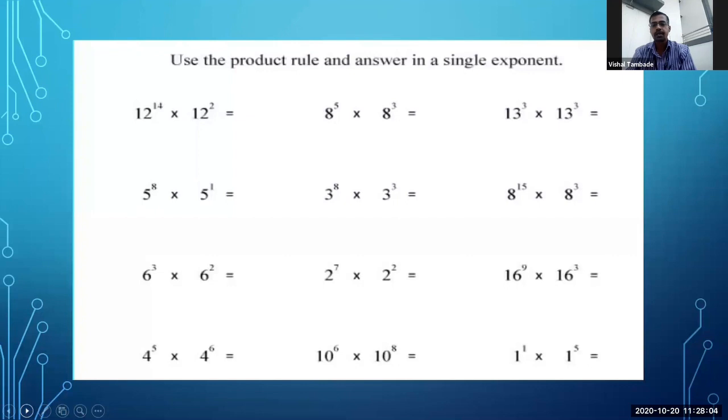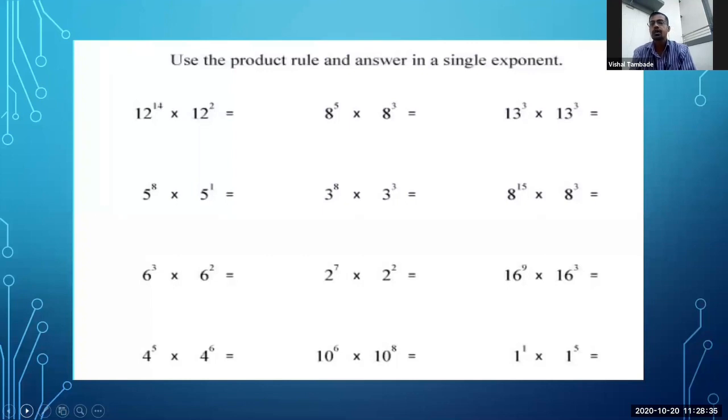Okay, next one. 10 raised to the power 6 multiplied by 10 raised to the power 8. 10 raised to 14. Very good. So clever students. 10 raised to the power 14, because here our base is the same, 10, that's why we take it one time, and our powers are different and the operation between them is multiplication, then we have to add the powers. 6 plus 8 is 14, means our answer is 10 raised to the power 14.